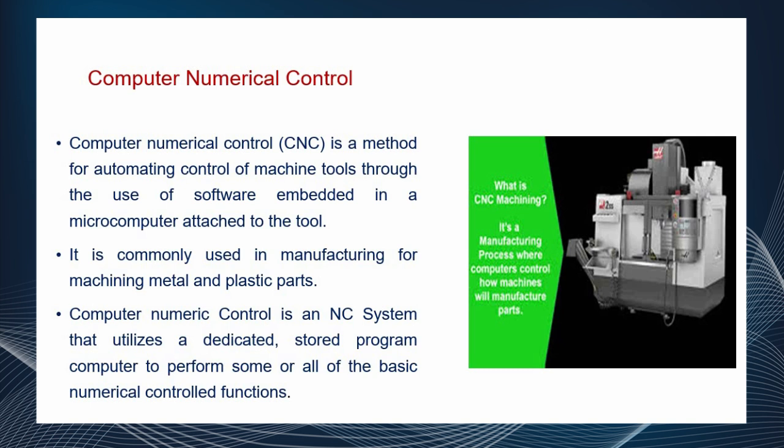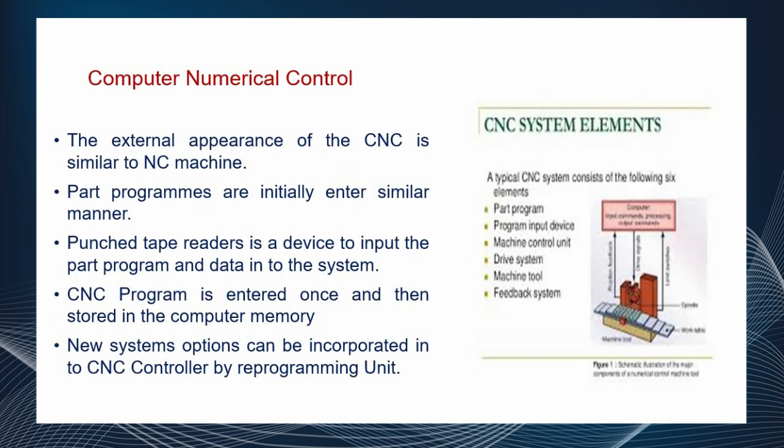Computer numerical control is an NC system that utilizes a dedicated stored program computer to perform some or all of the basic numerical control functions. The CNC consists of the NC program and part programs, which are stored in the computer and used to perform all the basic numerical control functions. The external appearance of the CNC is similar to the NC machine.